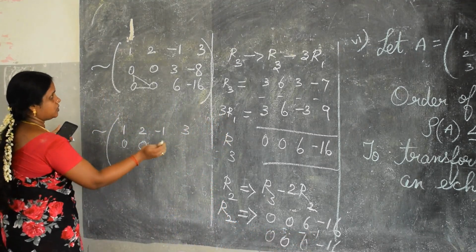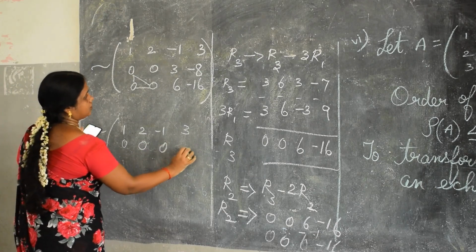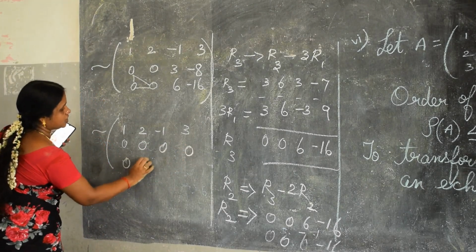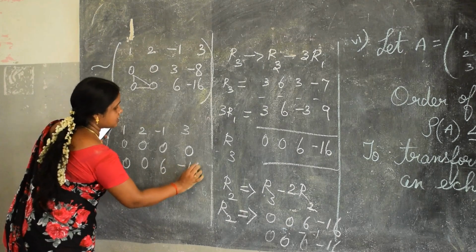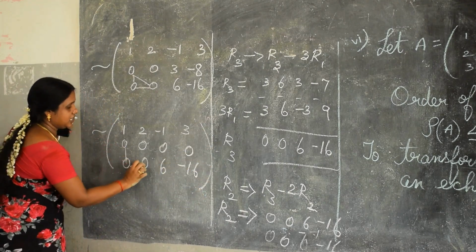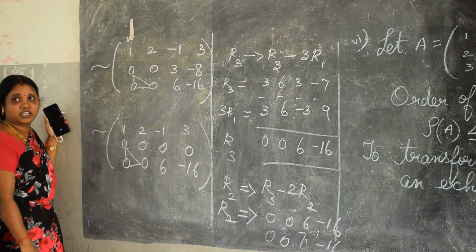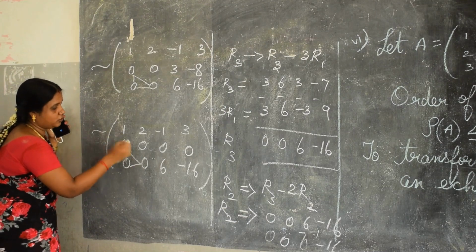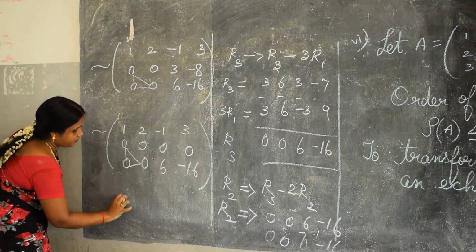So this is 0, 0, 0, 0. Now this is in echelon form. How many non-zero rows are there? Only 2 rows. So therefore, non-zero rows, rank of A is equal to 2.